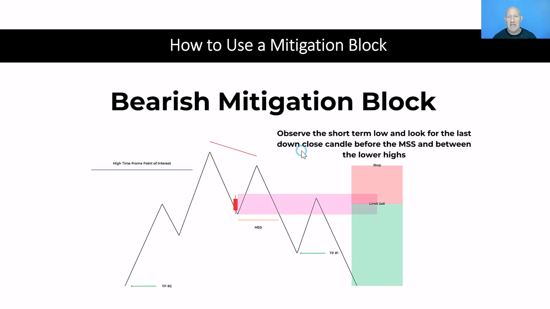Now, keeping in mind ICT's teachings, we're always looking for that low hanging fruit. We're always looking for that easy place to take our first partials. And so potentially I'd be looking at this swing low here as my first take profit, and then at another point of interest down here as my terminus or as my final take profit.